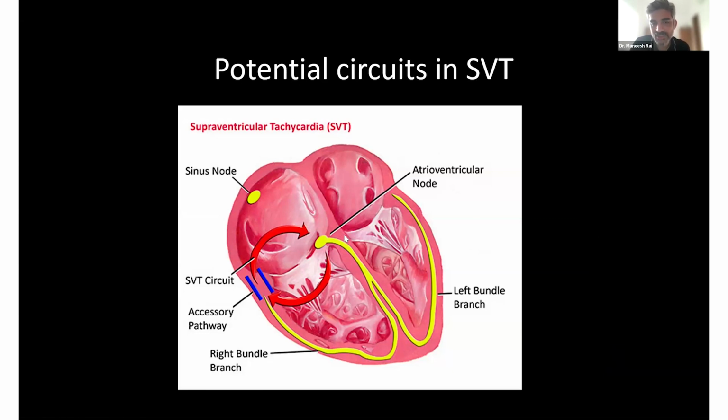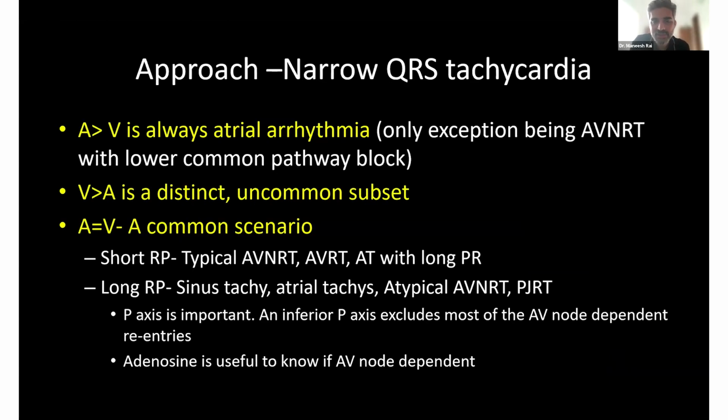But some of these might have a VA dissociation. An upper septal VT might have more V than A. So some of these in the third group arising close to the conduction system might not have a 1:1 VA, might have more V than A, but that's a rare finding. In the approach to narrow QRS tachycardia, first see whether you have A more than V. If you have more A than V, it's clearly an atrial arrhythmia. If you have V more than A, it is a very uncommon and rare subtype, usually meaning either an upper septal VT or a junctional ectopic tachycardia, very close to the conduction system. The more common scenario is a regular tachycardia with 1:1 A and V.